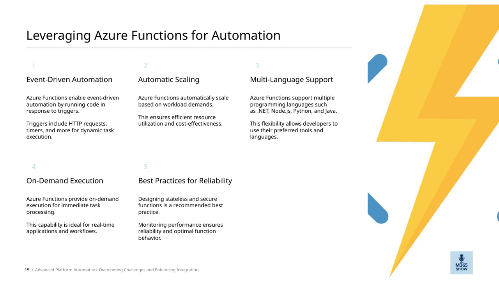Finally, these functions enable event-driven automation. They can run code in response to various triggers like HTTP requests, scheduled timers, or other events. This makes our automation dynamic and highly responsive to real-time changes and needs. Together, these features position Azure functions as a vital tool for advanced platform automation, helping us overcome challenges and improve integration across our systems.